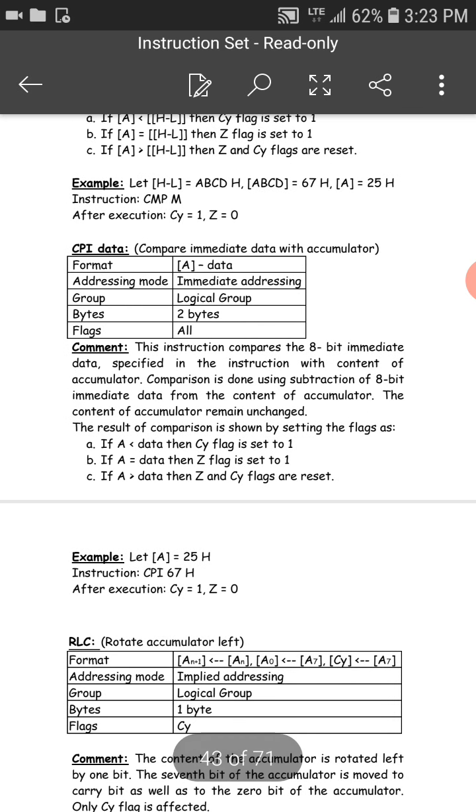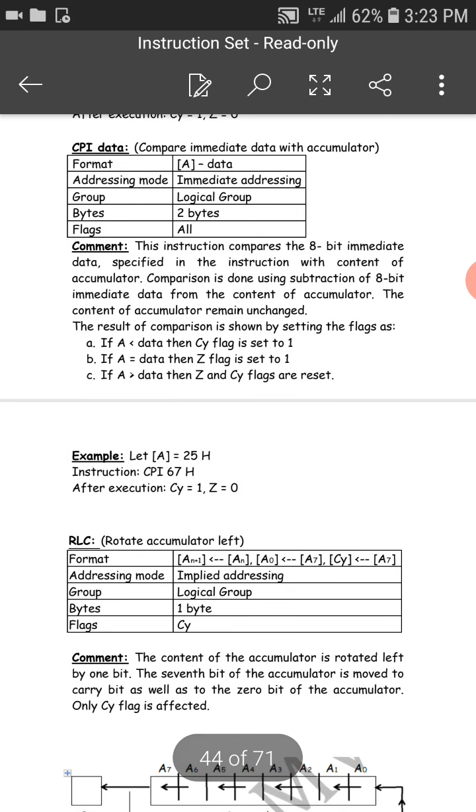So the next instruction is CPI data, that is, compare immediate data with accumulator. So this instruction compares the 8-bit immediate data specified in the instruction with the content of the accumulator. So here is also a comparison but with immediate data which is given in the instruction. The comparison is done by subtracting the 8-bit immediate data from the content of the accumulator. The content of the accumulator remains unchanged.